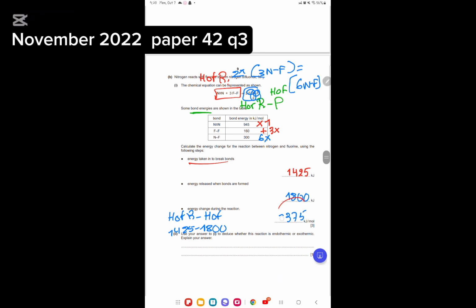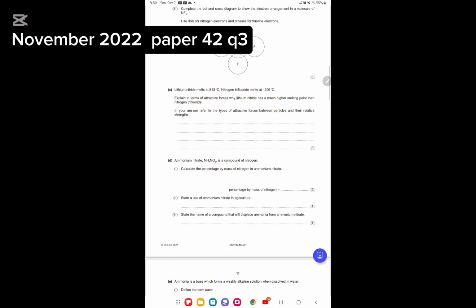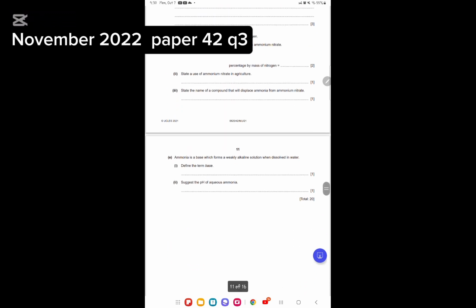Now, negative 375 means delta H is less than 0. If delta H is less than 0, then it is an exothermic reaction. So use your answer in part I to deduce whether this is endo or exo. It is exo. Why? Because our delta H is less than 0. Okay, it is releasing heat. So now, triple I and C, we do not have it. However, D and E, I will see, and then I'll try and explain.